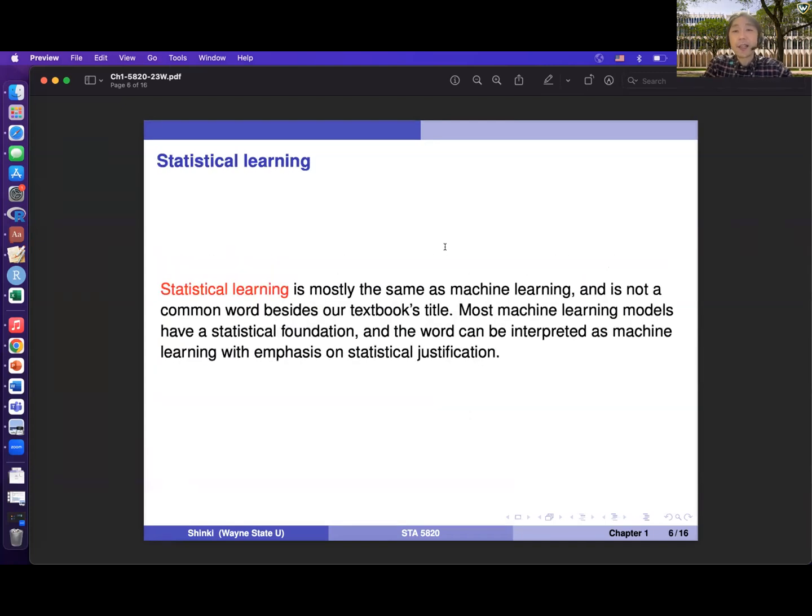Yeah, and statistical learning is included. Statistical learning is part of the title of our textbook, Introduction to Statistical Learning. But statistical learning is mostly the same as machine learning, and it's not a common word besides this textbook's title. So maybe we can say that most machine learning models have a statistical foundation. The word can be interpreted as machine learning with emphasis on statistical justification. So this is just an overview of probability, statistics, data science, and machine learning.